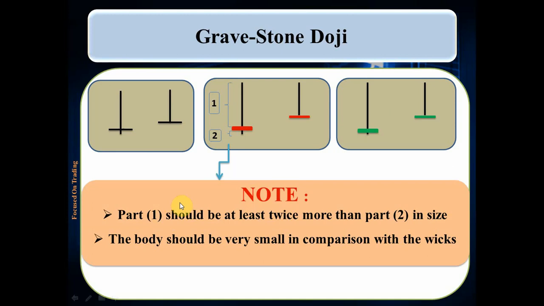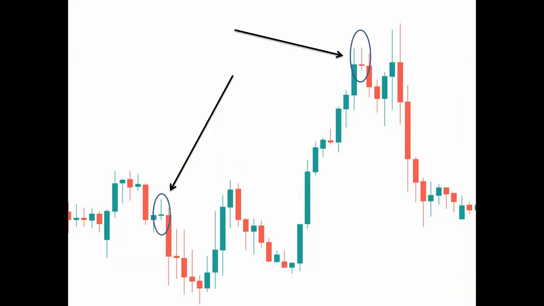If there is a body for gravestone, then it will be very tiny and very small in comparison with the upper wick. Besides, most of the time there is a lower wick for this candle, and the upper wick should be at least 2 times or more bigger than the lower wick. In this example, clearly it can be seen that after the appearance of the gravestone at the end of a price rise, the market pulls down and a decline in price can be seen.